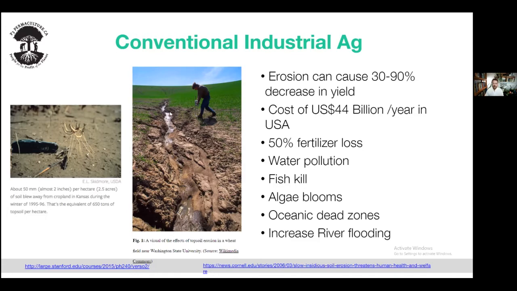And you don't think about erosion being a very large impact, but if we look at the image on the left, this is an image from Kansas in 1995 to 96. They had one windstorm in a dry winter that took off 2 inches of topsoil on 2.5 acres. And this is about 650 tons. Remember when we were in elementary, a ton is about the equivalent to an average elephant. So the 650 elephants worth of soil that just washed down the river. And that was only one storm on one farm on one winter.